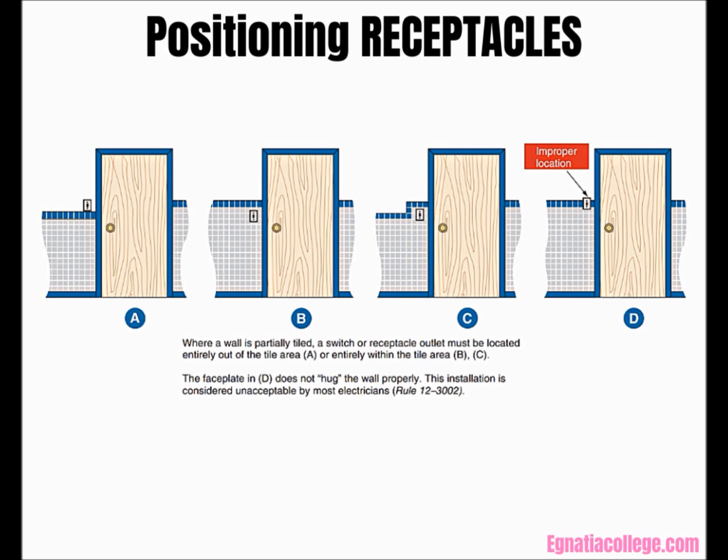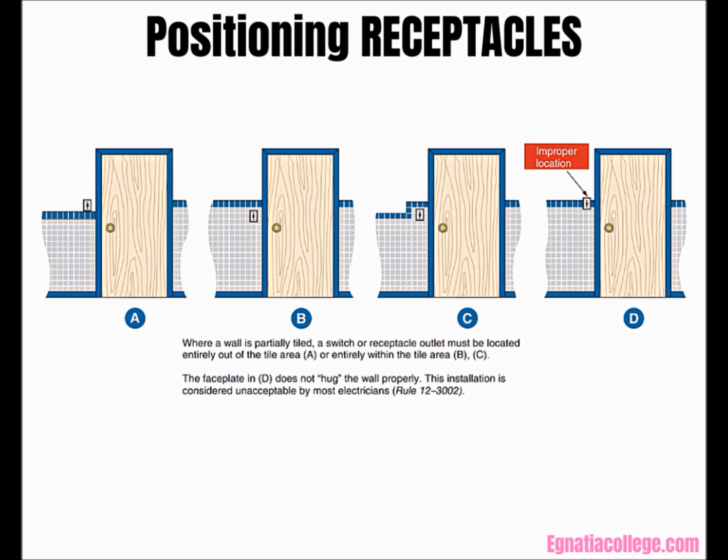This is considered poor workmanship since it prevents the wall plate from sitting flat against the wall. The switch should be located entirely within the tile area or entirely out of the tile area. This situation requires the full cooperation of all trades involved on the construction job and a careful review of the architectural drawings before roughing in the outlets.